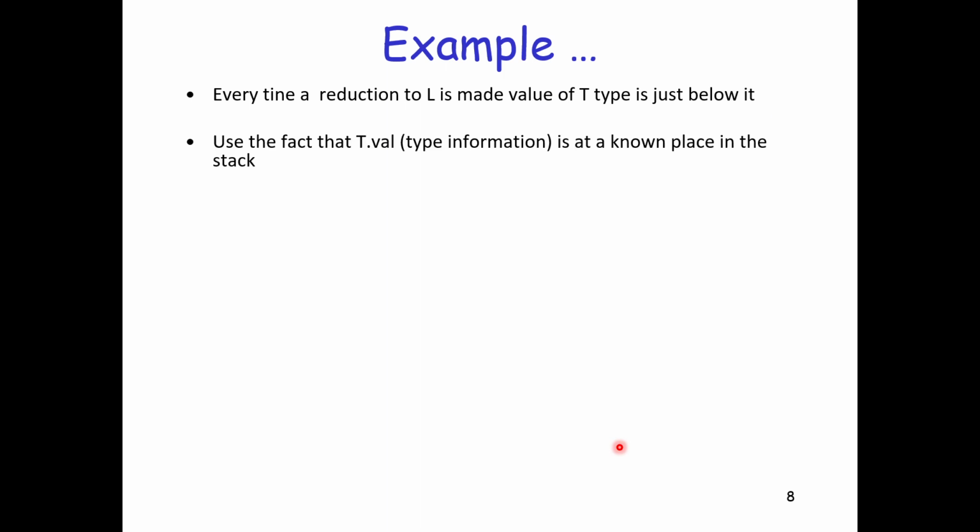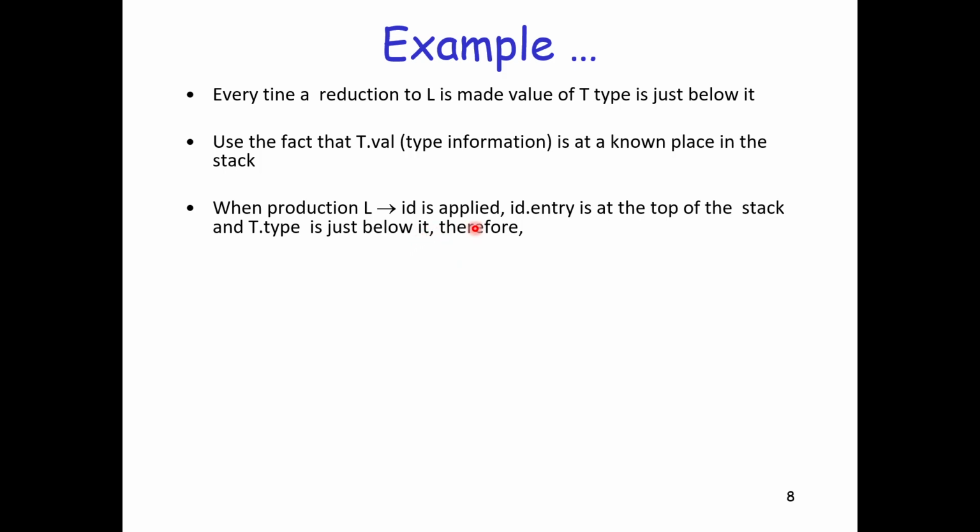Use the fact that T dot val is at a known place in the stack. So it is easy to compute the value of the attribute if we know the place where T dot val is stored as prior information. So when a production L gives ID is applied, ID dot entry is at the top of the stack and T dot type is just below it. So what is our aim? The aim is to write the code fragment corresponding to the SDT so that it can perform a translation and output the value of the attribute.